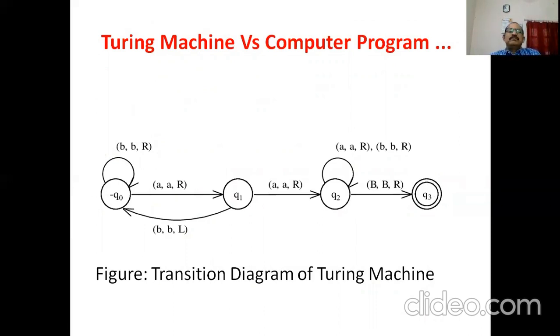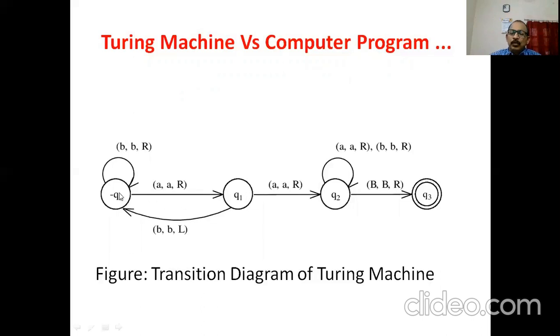Let's observe this Turing machine. Let us take a word AA and see what will happen when we feed this word into the Turing machine. AA, what is AA? So machine starts from the initial state Q0. First symbol is A, therefore it goes from this Q0 to Q1. Read this A, replace this A by A and move in the right direction.